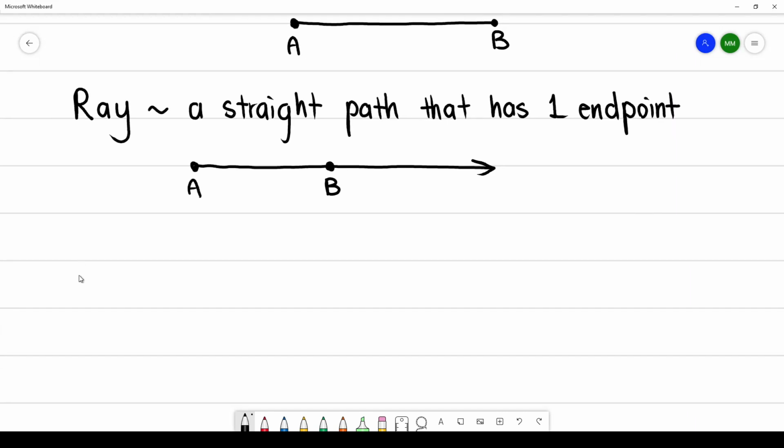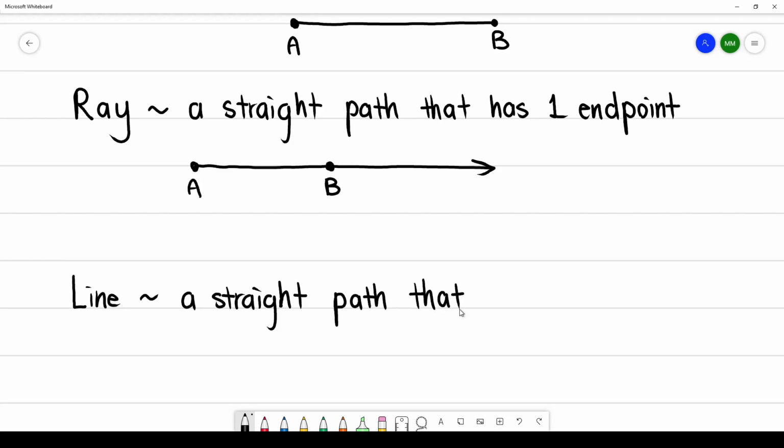And then the other one is a line. So a straight path that has no endpoint.